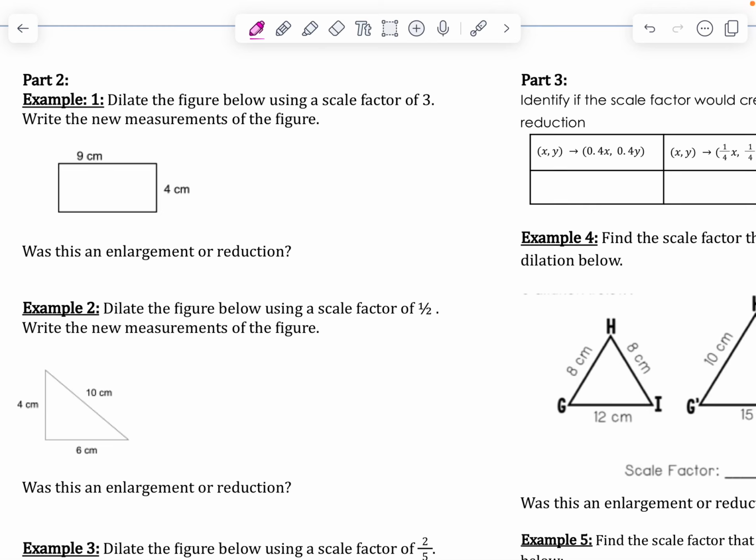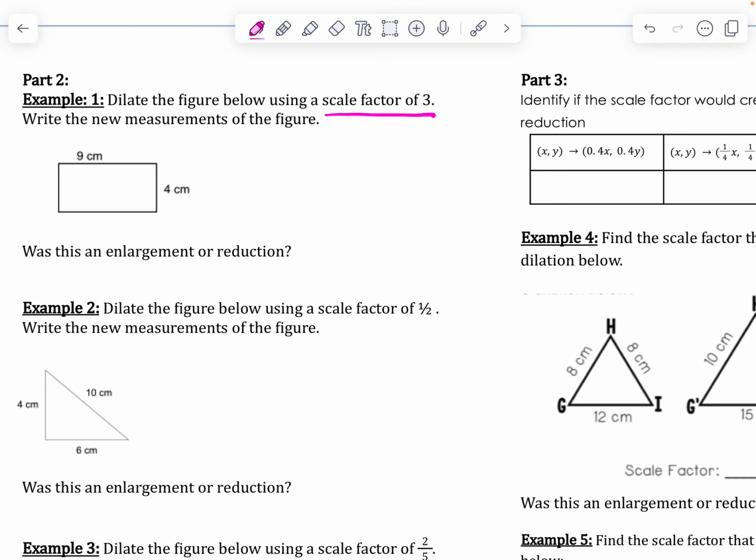Okay, so now we're doing scale factor part 2. Now that you understand what scale factor is, we're going to do another thing with that. We're going to dilate this figure below using a scale factor of 3, and we're going to write the new measurements of the figure.